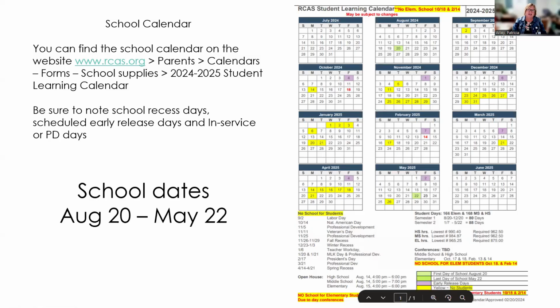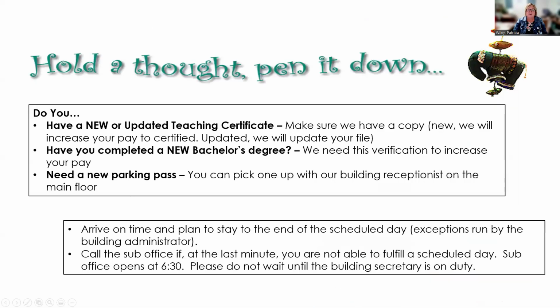And then, of course, here is the school calendar. Our school dates this year: students start on August 20th. The last day of school is scheduled for May 22nd. Of course, depending on our winter season this year and how many snow days we may end up with, that can be flexible.